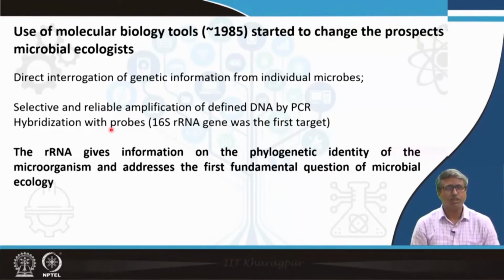We were able to interrogate the community with respect to gaining the answer to the first question. That is, the ribosomal RNA gene gives information on the phylogenetic identity of the microorganisms and addresses the first fundamental question. So, with respect to answering the first question, what are the organisms present in a particular community, we are able to get a solid solution to that: if we have a sample, we can extract the ribosomal RNA or ribosomal RNA containing gene and sequence it, and then we are able to identify the taxonomic or phylogenetic information of that.